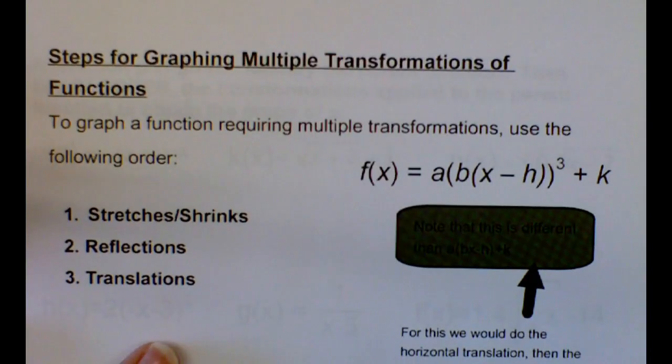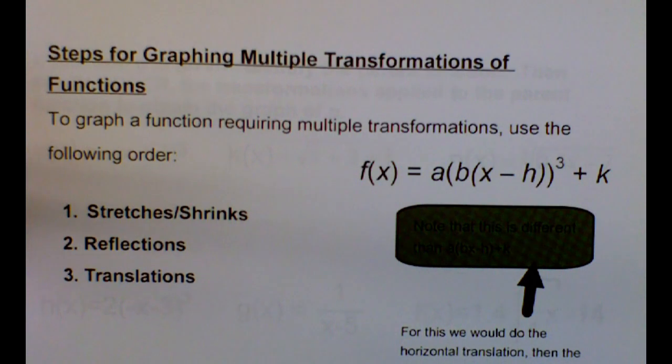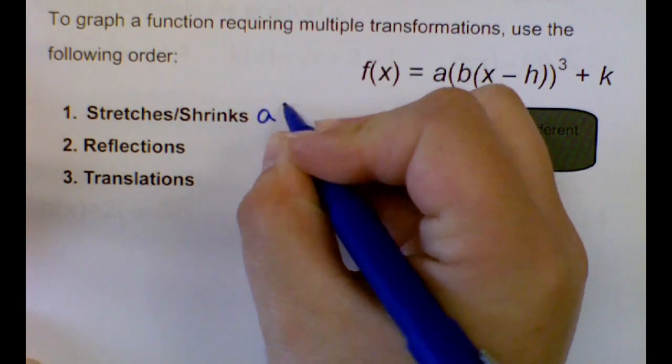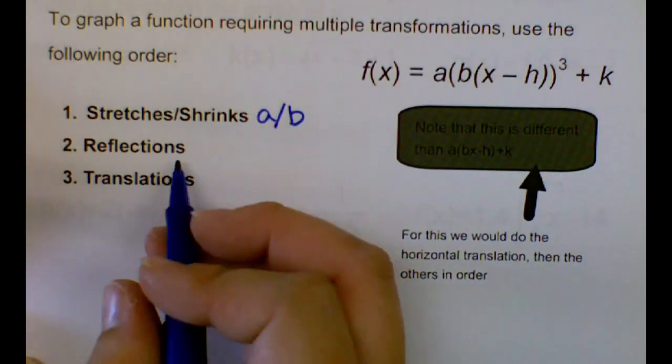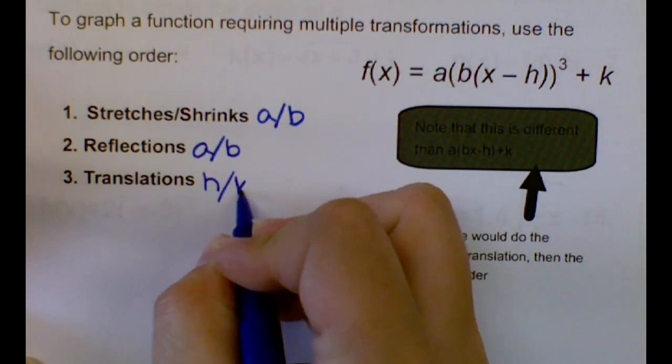All right, so some steps to graph multiple transformations. And there's many different steps you could follow and still get the right answer. The way I'm going to discuss, we're going to use this order. We're going to do stretches and shrinks, reflections, and then translations. So if f of x equals a times (b times (x minus h)) to some power, or whatever function we have, plus k. All right, my stretches and shrinks are a and b. My reflections are also controlled by a and b. My translations are h and k.